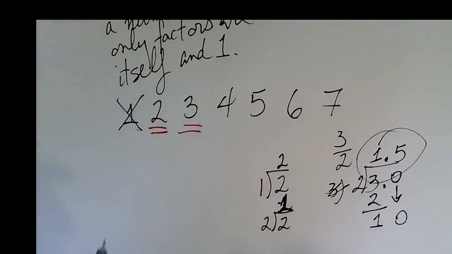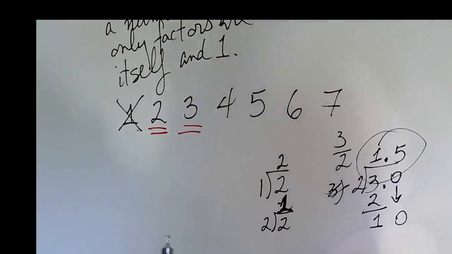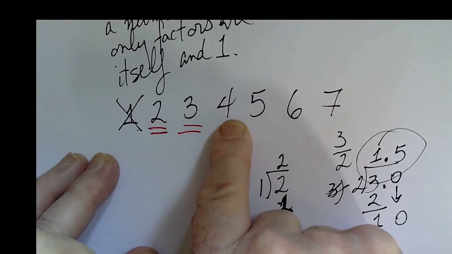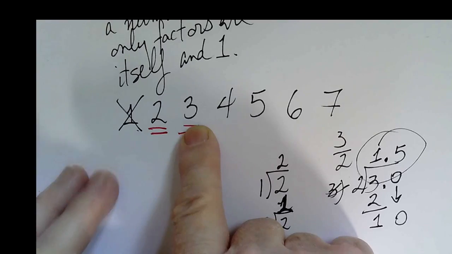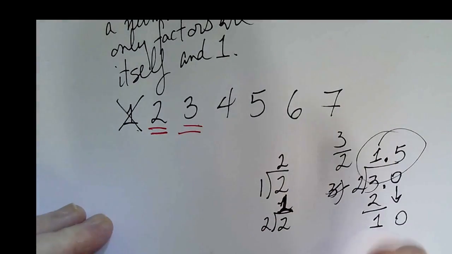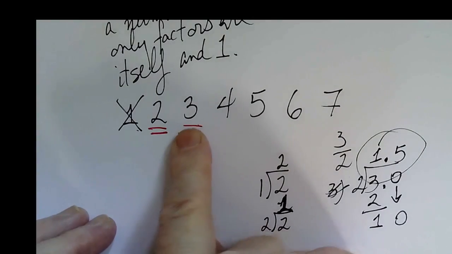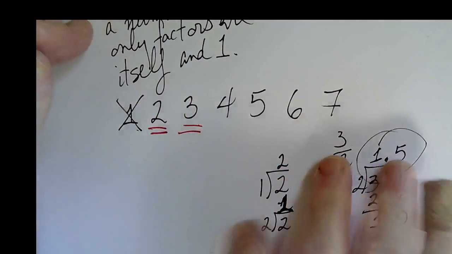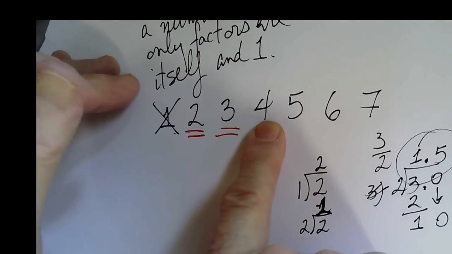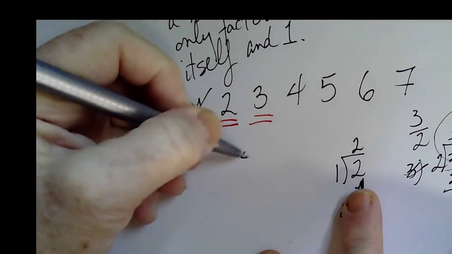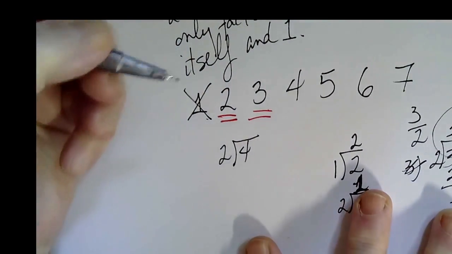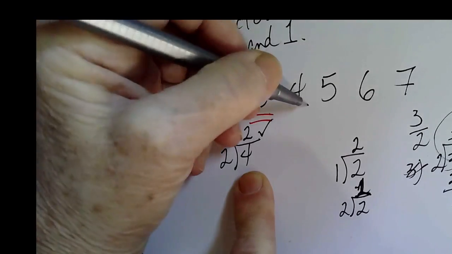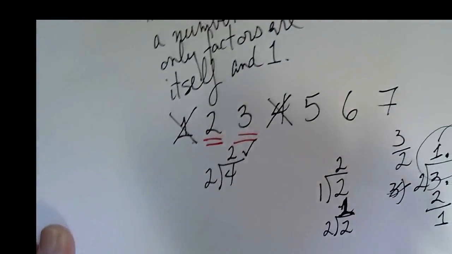Hey, maybe they're all prime. Well, let's check 4. So certainly 1 goes into 4 and 4 goes into 4. Does 3 go into 4 evenly? That's right. No, it doesn't, because 4 divided by 3 is 1.3333. It's a decimal number. But what about 2? Does 2 go evenly into 4? If we have 4, can we divide it by 2 and get a whole number? And yes, we can. So 4 is not a prime number.